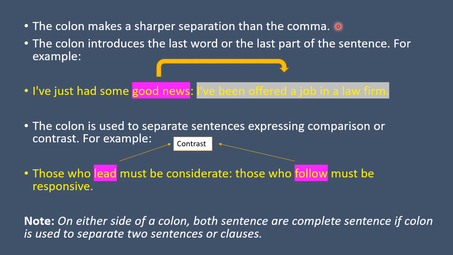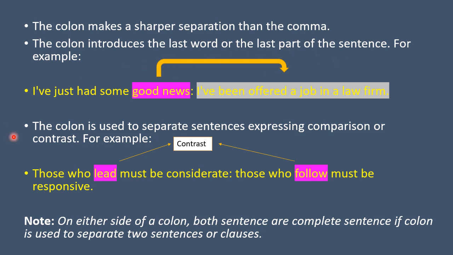If you remember, we talked about this in the discussion on the comma, that the comma, semicolon, and colon are sometimes alternatively used, so that's why their use, especially the use of a comma, is very confusing. But a colon makes a sharper separation in a sentence. The colon introduces the last word or the last part of the sentence.